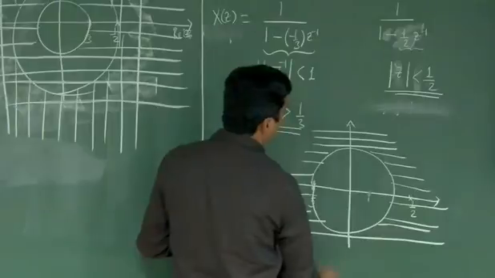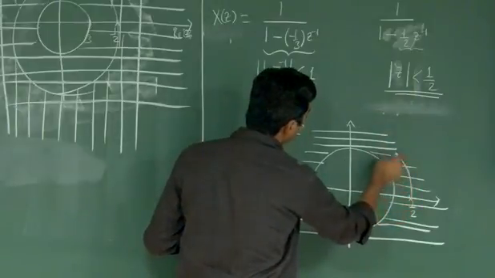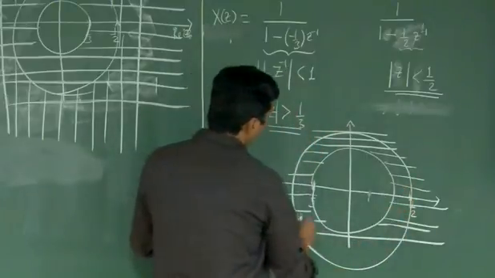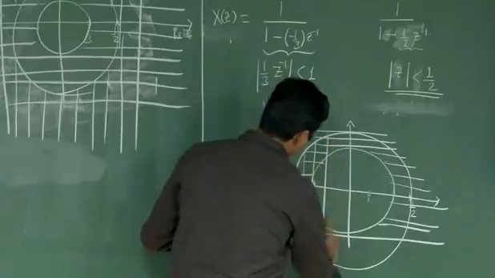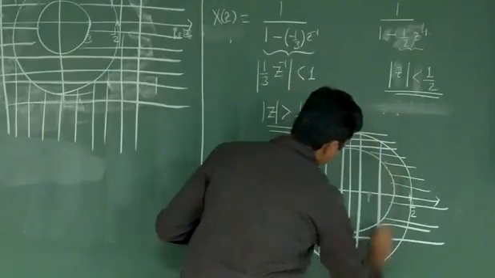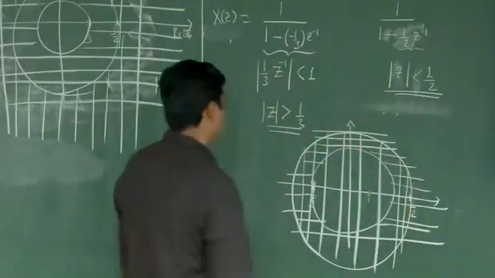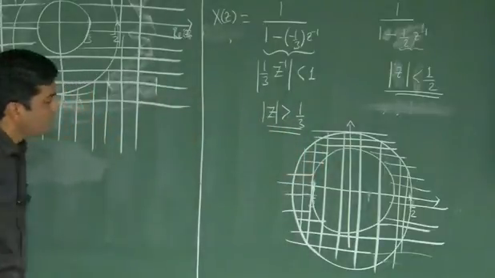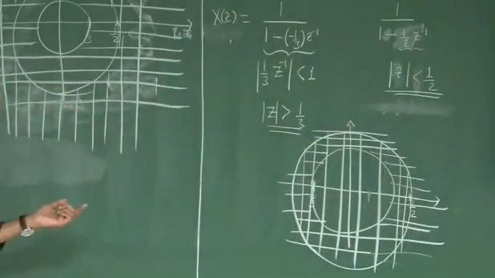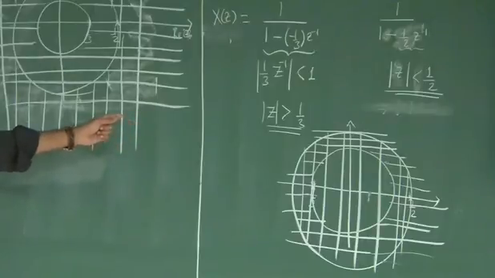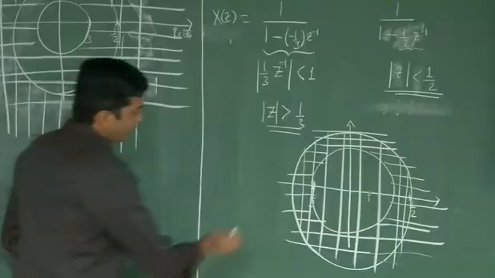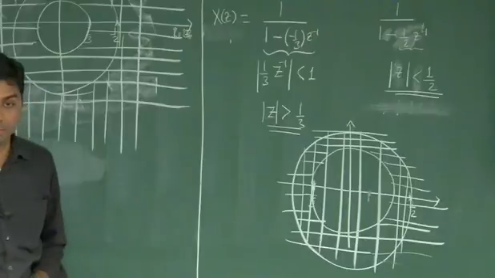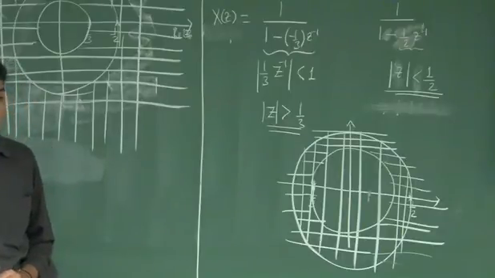And the ROC for this is inside this circle, right? So this is going to be... so now is there a region here that satisfies both the conditions? Right. So essentially this disk here, which has the plus shading over there, right?